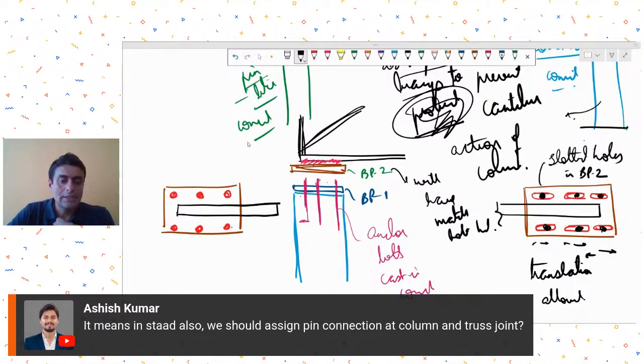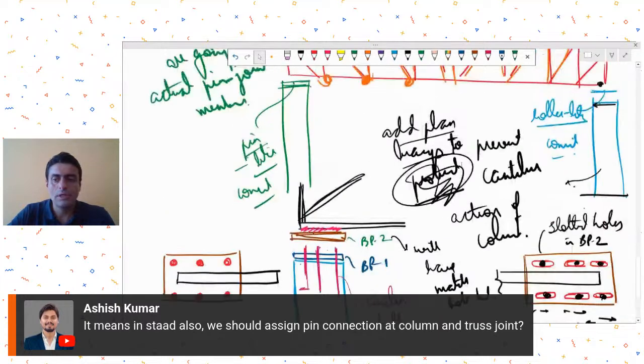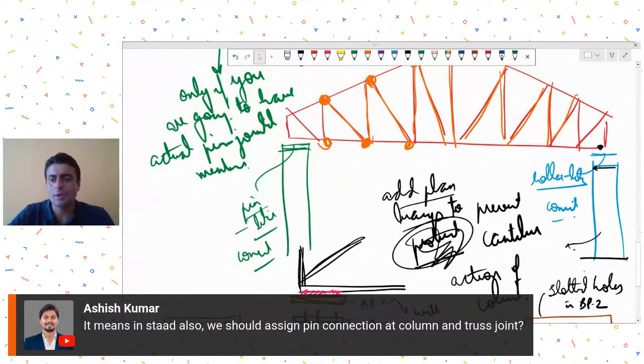Mr. Ashish is asking, it means in STAAD also you should assign pin connection at column and truss joint. Yes, you could. Or you could assign a pin support at column top or moment release at column top. But always remember, as I just told you, if you are going to assign a roller like assembly or roller like support at one of the columns, always remember to add plan bracings. Otherwise this column will become a cantilever like system and it will become unstable due to excessive sways. So always remember to add plan bracings.